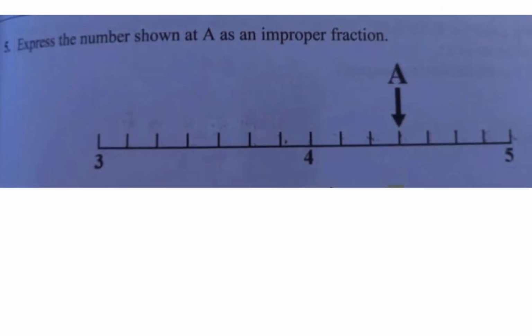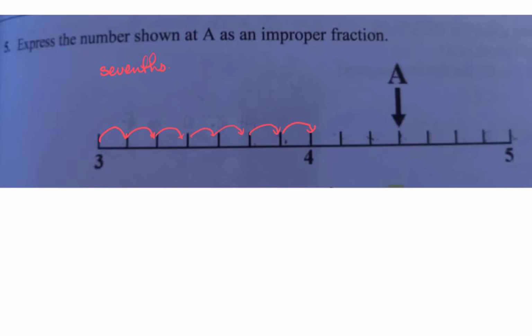Okay, let's go back to our major question. It says, what is the improper fraction shown? Do you remember what you learned? Let's count the parts between 3 and 4. Between 3 and 4, we have 1, 2, 3, 4, 5, 6, 7. There are 7 parts between 3 and 4. That means we're counting in sevens.